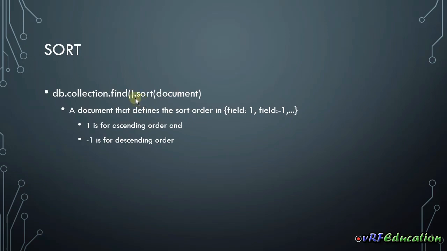We mainly call the sort method on the output of the find method and provide a document or a JSON object for this method with this signature: field names, with 1 or minus 1 as their values. 1 indicates that we are going to sort the output based on this field ascending, and minus 1 is to sort the output based on this field descending. And we can combine fields together to create more meaningful results based on the sorting that we are looking for. So let's go to Mongoose and see how this method is going to help us to create an output.